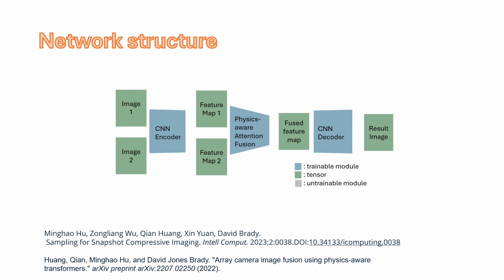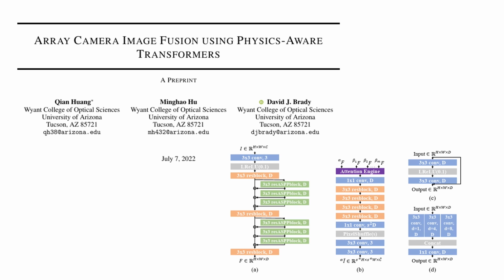The details of this network are described in this paper, which is in the Journal of Imaging Science and Technology and also available on arXiv. The left part A is the feature extraction strategy to find features embedded in each one of the images, and then we use an attention engine, which is something that transformers use to relate features to each other and combine them.